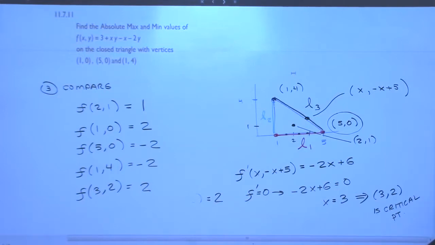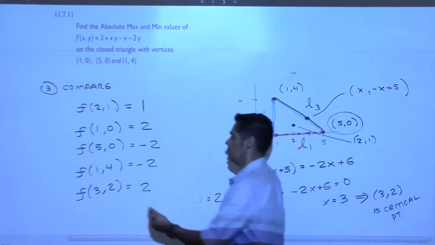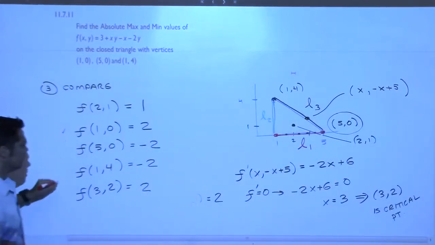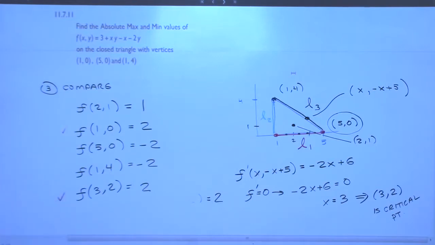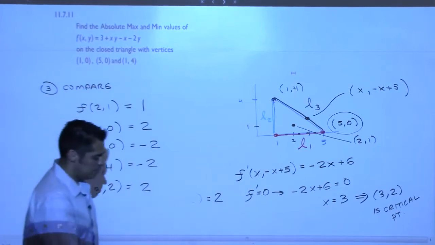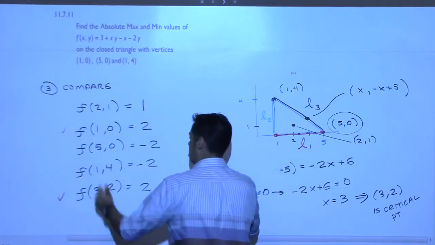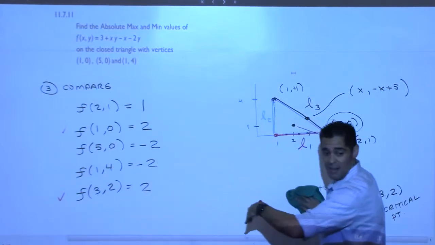No questions? What is the maximum value of this function on this closed bounded set? 2. The maximum value is 2. Where does it happen? Here and here, right? At 2 places we have the absolute maximum occur. Where does the absolute minimum occur? 2 different places, right? The value is negative 2.